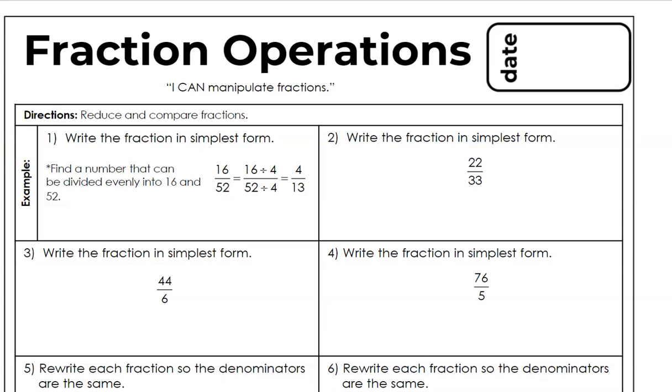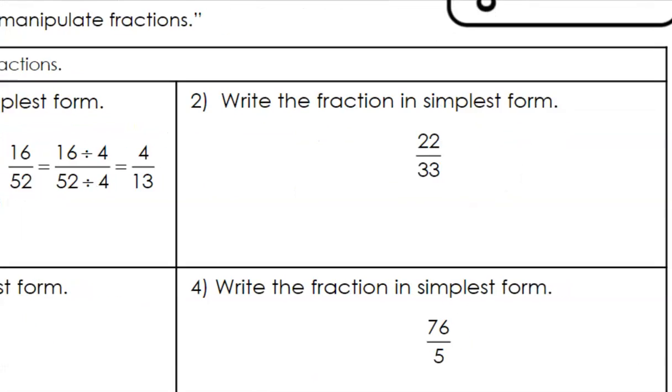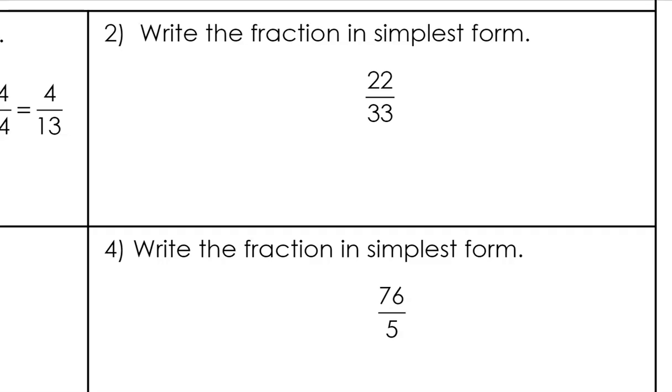Let's look at number 2. Okay, zoom it up. To reduce that fraction, we need to find the greatest common factor between the two. And notice how the numbers are the same, 22 and 33. So the greatest common factor here is going to be 11. Because remember, 1 times 11 is 11, 2 times 11 is 22, 3 times 11 is 33, and so on and so forth.